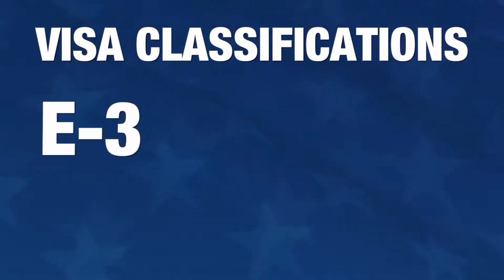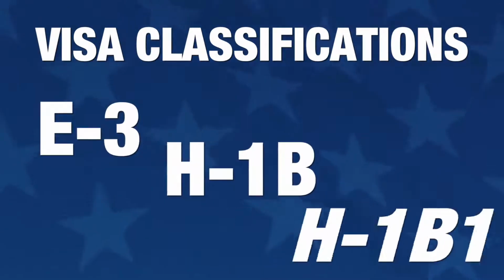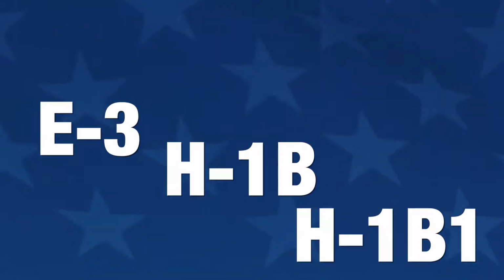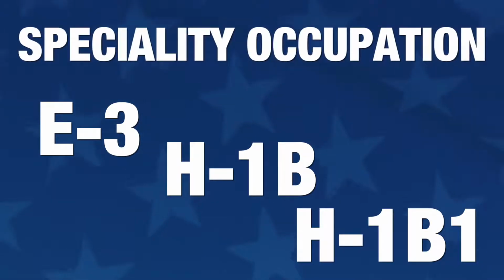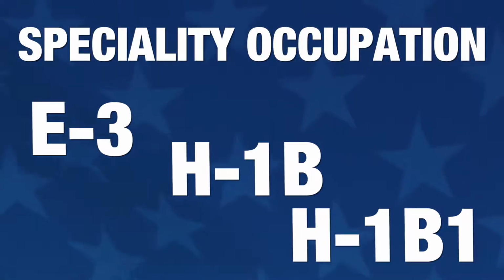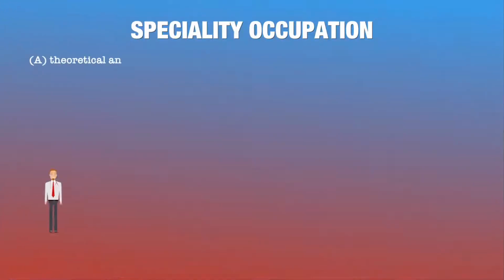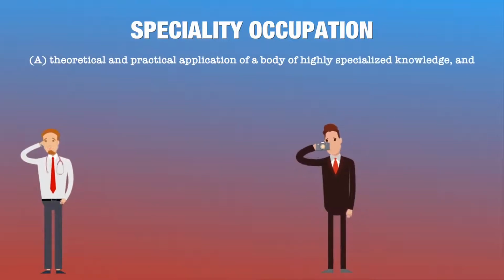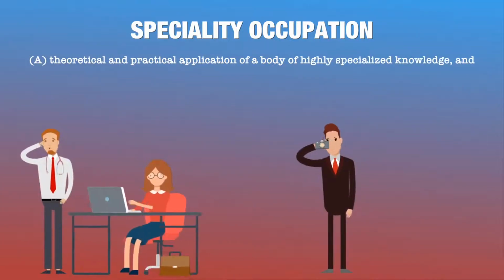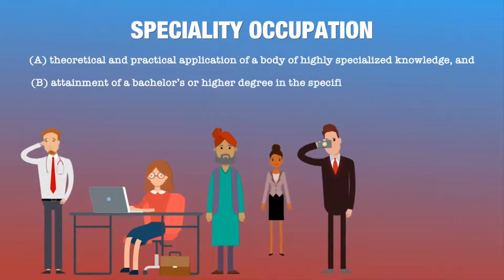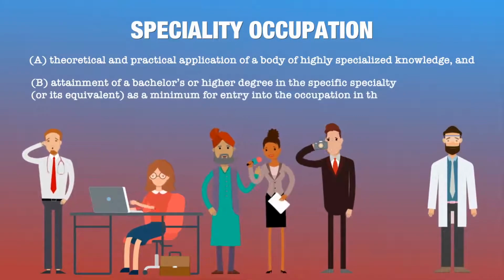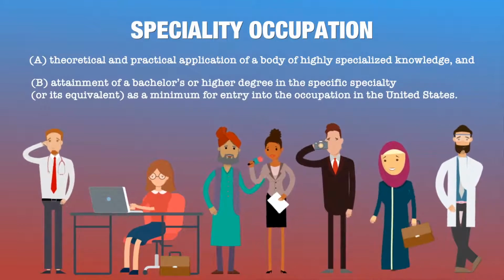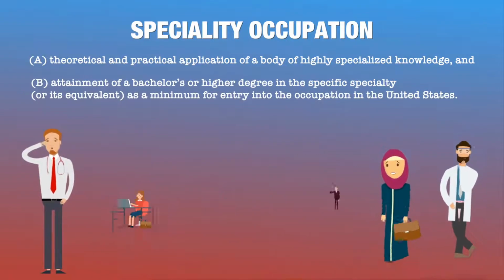The E3, H-1B, and H-1B1 are visa classifications for individuals who will be employed in a specialty occupation, which is an occupation that requires A. Theoretical and practical application of a body of highly specialized knowledge, and B. Attainment of a bachelor's or higher degree in the specific specialty or its equivalent as a minimum for entry into the occupation in the United States.